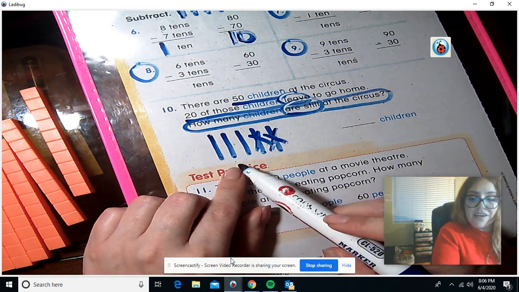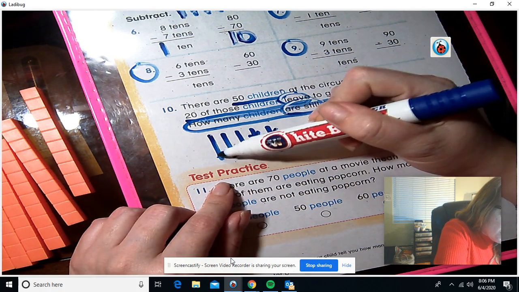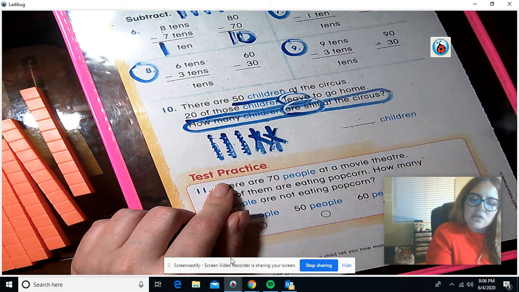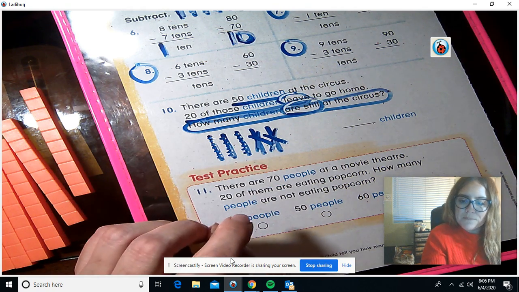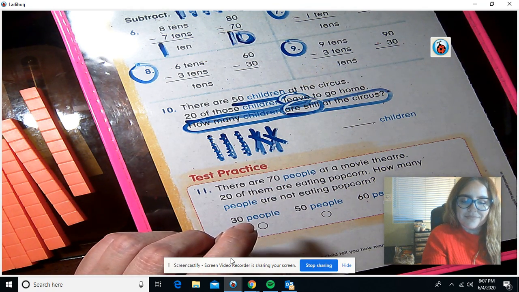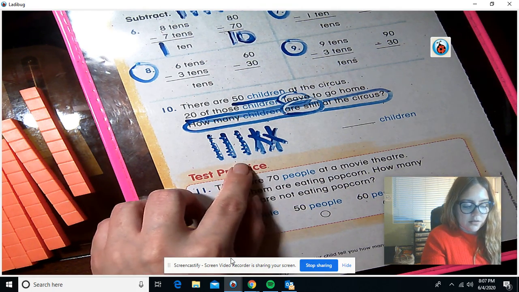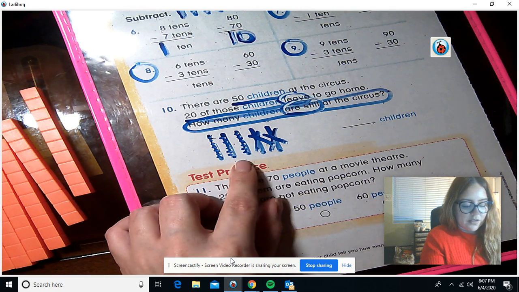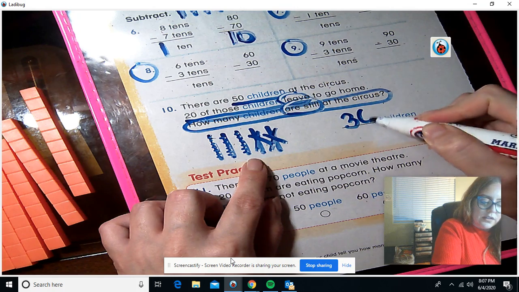Now I want you to notice it's not asking you how many tens are left. It's asking you how many children. That means we need to count how many little squares there are. So how many children are left? Remember, each one of these has 10. Count them. Count by tens. How many children are left or are still at the circus? 10, 20, 30. 30 children are still at the circus.